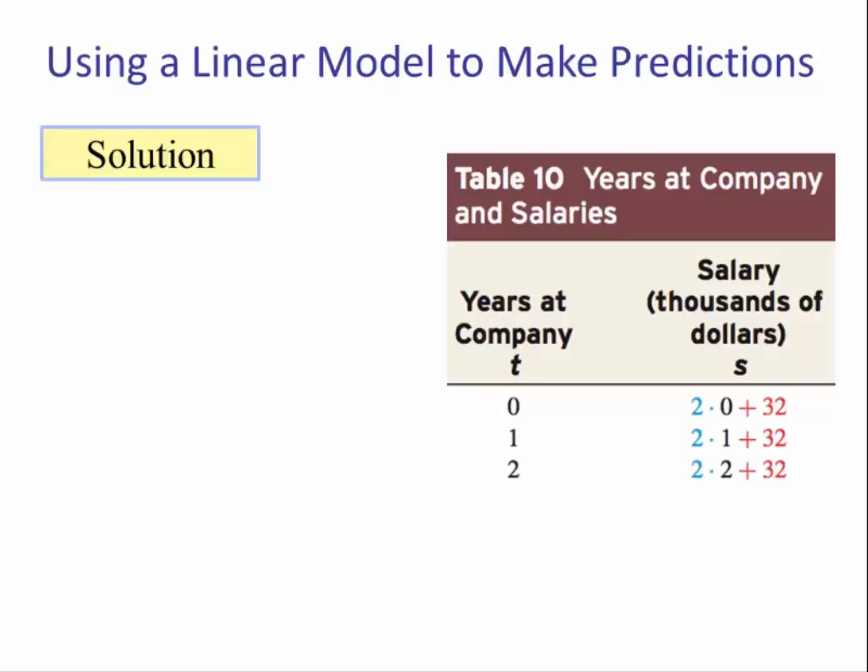Next year we add another 2,000. Next year we add another 2,000. And the pattern here is 2 times the number of years plus 32. So if we talk about T years, our equation will be S equals 2T plus 32.